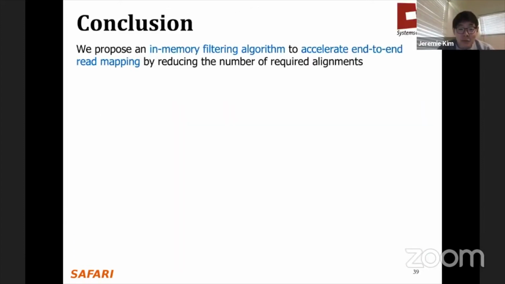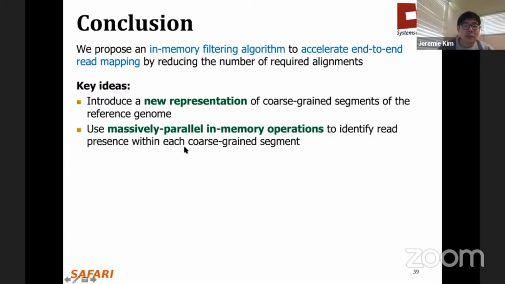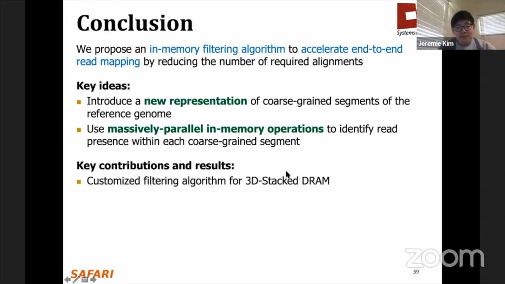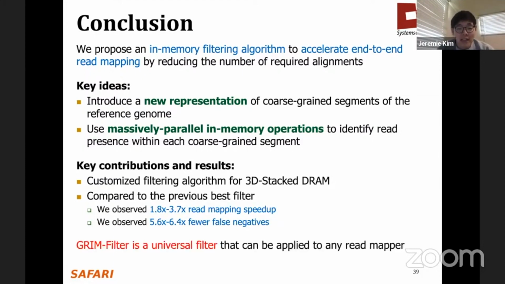And in conclusion, we propose an in-memory filtering algorithm to accelerate end-to-end read mapping by reducing the number of required alignments. The key idea is that we introduce a new representation of coarse-grained segments of the reference genome, and we use massively parallel in-memory operations to identify read presence within each coarse-grained segment. Our key contributions and results are that we have a customized filtering algorithm for 3D stacked DRAM, and compared to the previous best filter, we observe up to 3.7x read mapping speedup, and we have up to 6.4x fewer false negatives. And GRIMFilter is a universal filter that can be applied to any read mapper.